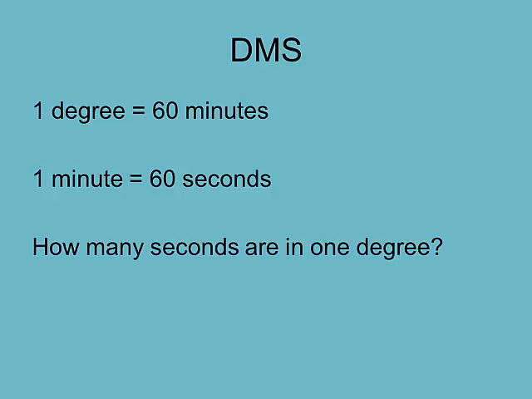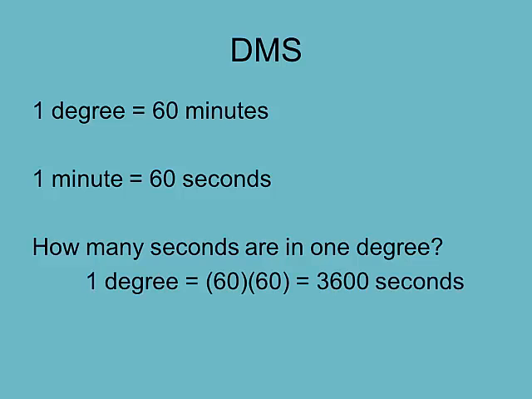So if there are 60 minutes in a degree and there are 60 seconds in a minute, how many seconds are in 1 degree? That's a pretty good question, and my answer is a lot of them. So 60 times 60 is 3,600. There are 3,600 seconds in a degree. You've got to realize how small a minute is.